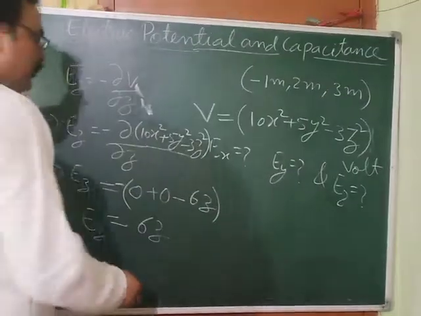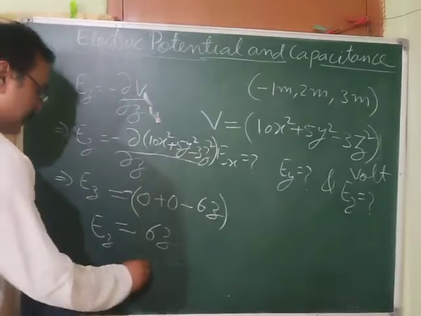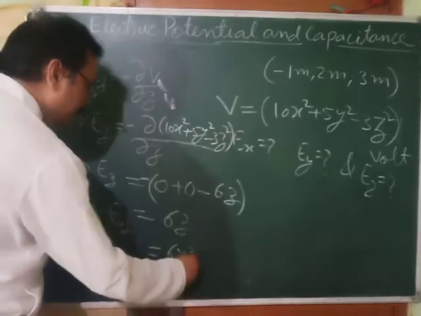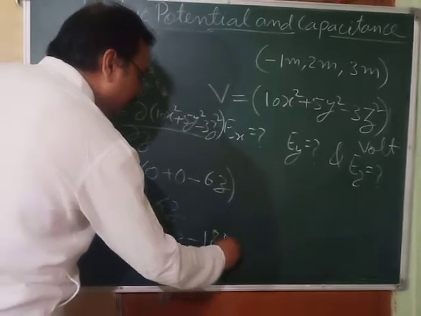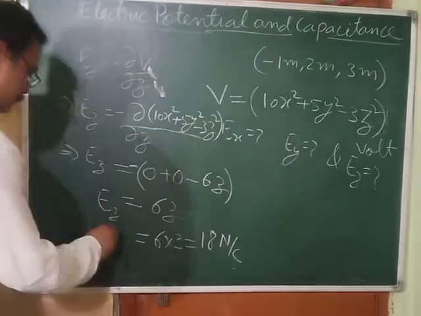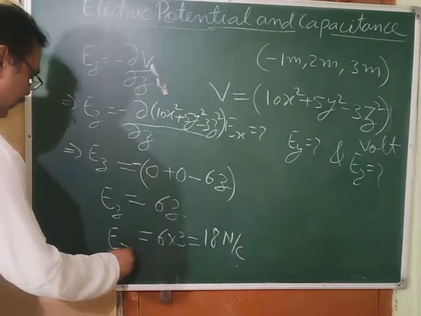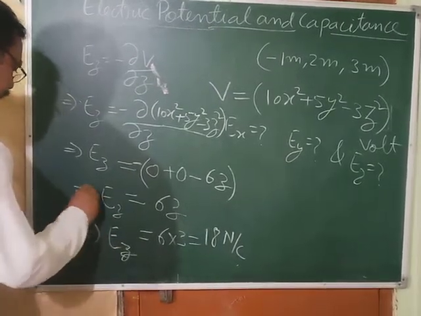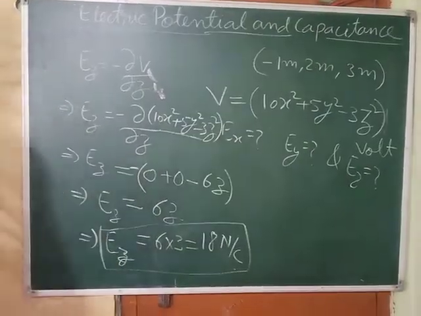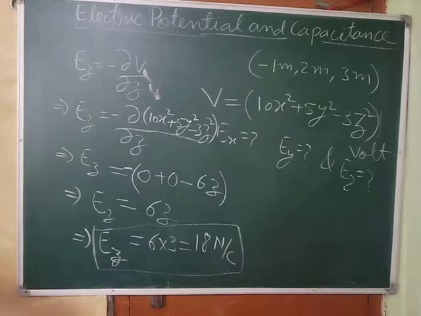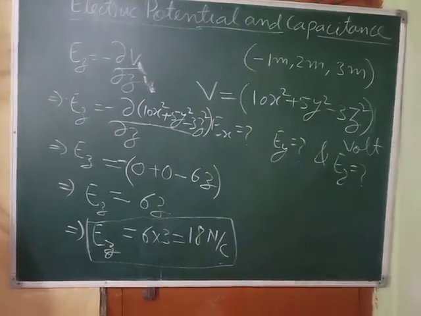Now, what is the value of z? It is 3 meter at that point. So what will we write? 6 into 3. That is how much? 18 Newton per Coulomb. That is the z component of the electric field at that point. So we got this answer. So you got Ex, Ey and Ez. This way this question can be solved.